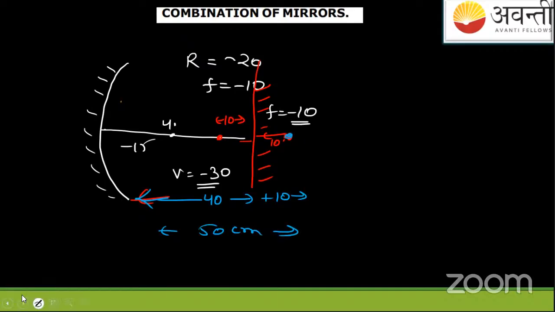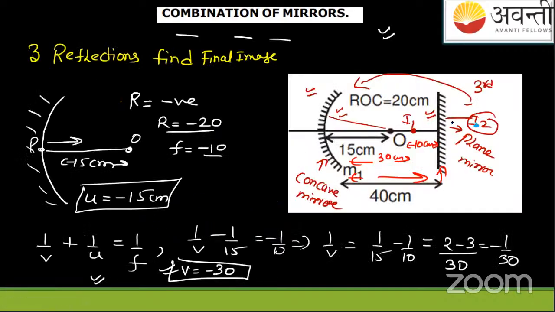If you see back, this is the image forming at a distance of 10 centimeter, and the total distance is 40 plus 10, which means 50 centimeter. Got it? This is 50 centimeter total object distance. This is a virtual object. By the way, this object has been treated as a virtual object.